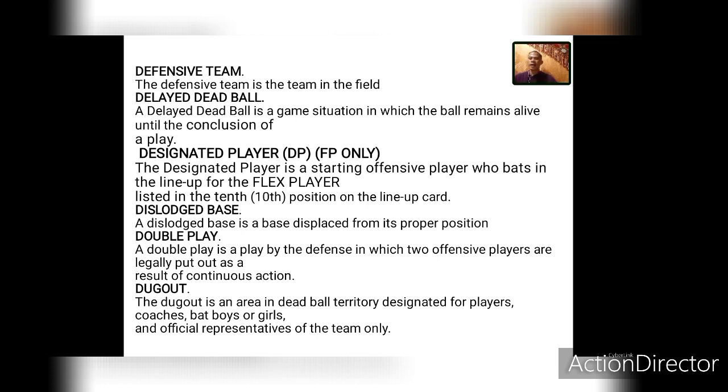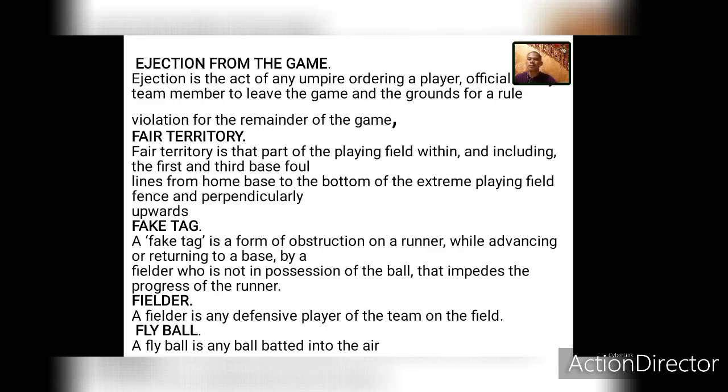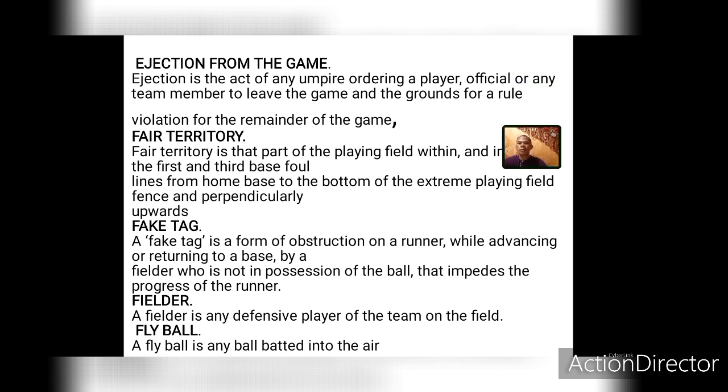Next, we have the dugout. The dugout is an area in dead ball territory designated for players, coaches, bat boys or girls, and an official representative of the team only. Ejection from the game. Ejection is an act of any umpire ordering the player, official, or any team member to leave the game and the grounds for a rule violation for the remainder of the game. So it is very understandable what ejection from the game is.